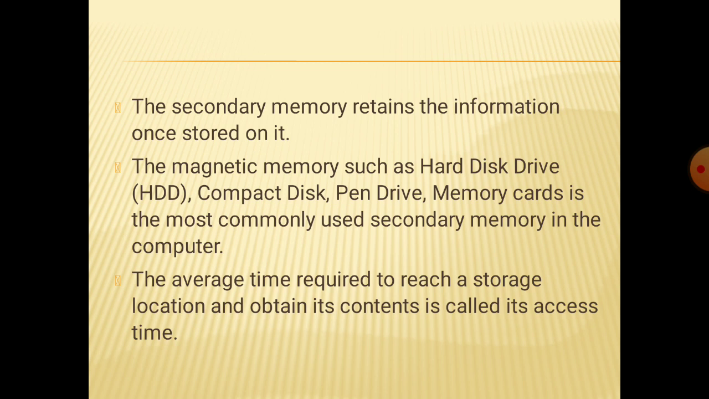The average time required to reach a storage location and obtain its contents is called its accessing time. So the speed of your secondary storage is measured by the average time required to reach the storage location where the content is stored and to read that content. How much time is needed is its accessing time, which means its processing speed for your secondary memory.